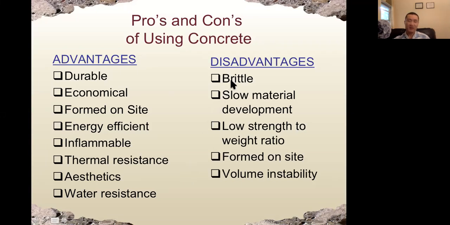The disadvantage of concrete: it is very brittle. The tensile strength of concrete is much lower compared to compressive strength. That's the reason we put steel reinforcement in concrete.